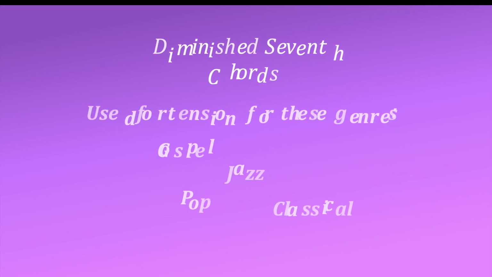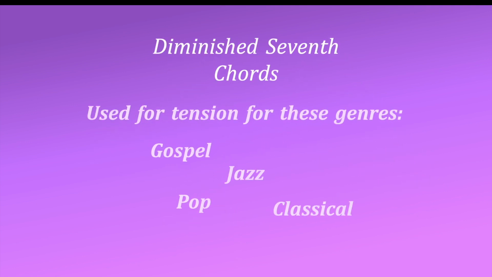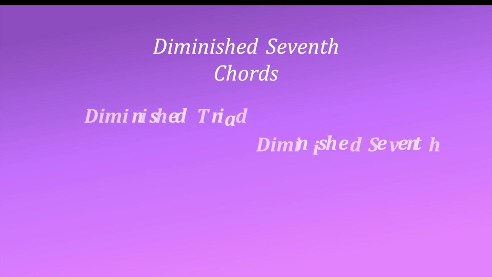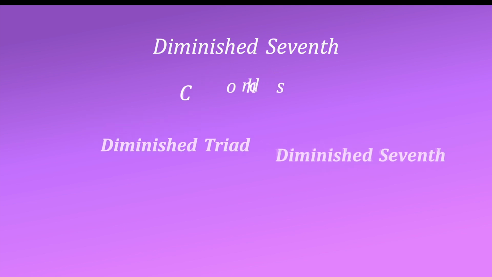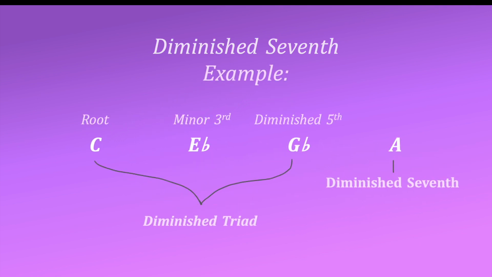Moving on to the diminished seventh. These chords are used to create tension within gospel, jazz, pop, and classical genres. To create a diminished seventh, you use the root note, minor third, diminished fifth, and then the diminished seventh. For C diminished, it would be the root note, which is C, minor third, which is E flat, the diminished fifth, which is G flat, and then the diminished seventh, which is A. It sounds like this.